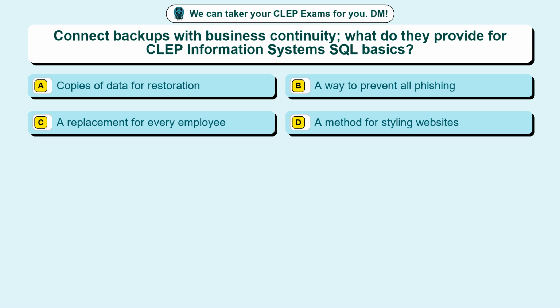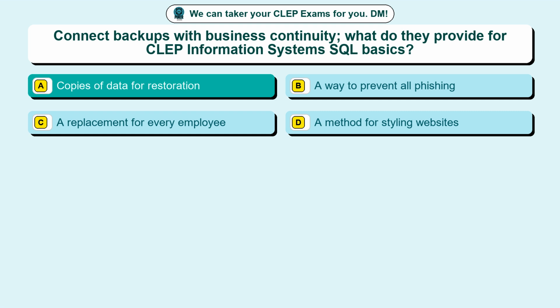Option B. A way to prevent all phishing. Option C. A replacement for every employee. Option D. A method for styling websites. The correct answer is option A. Copies of data for restoration.